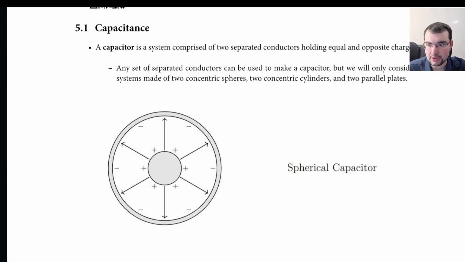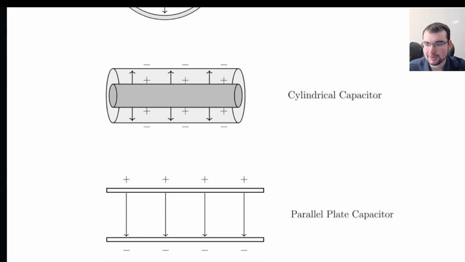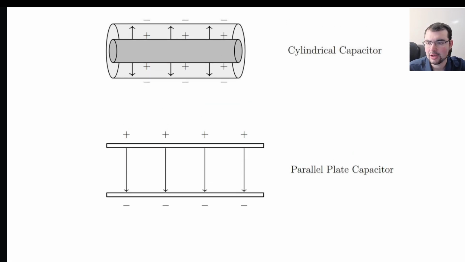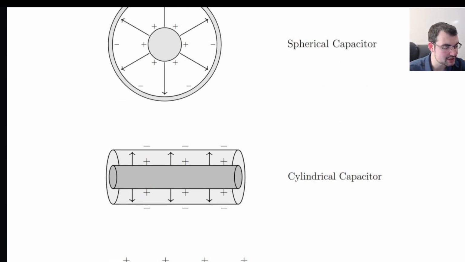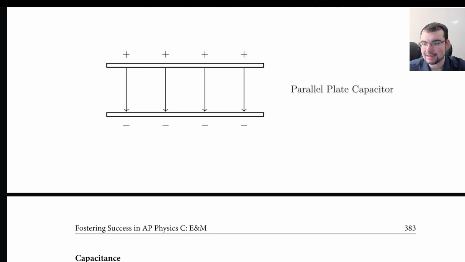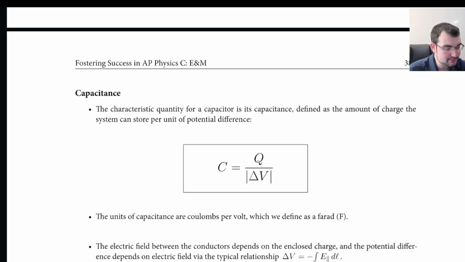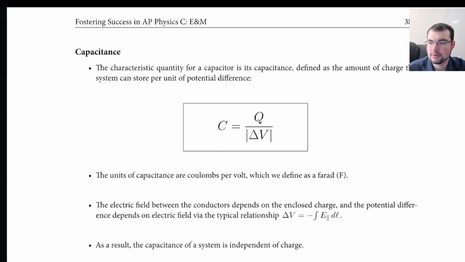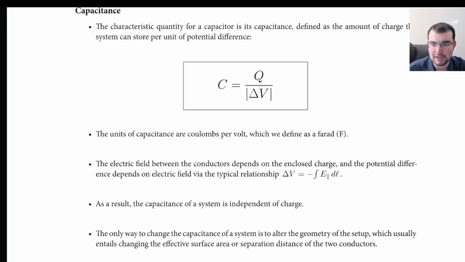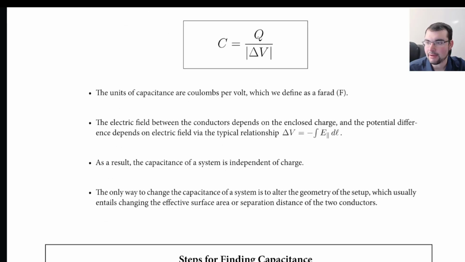We can separate spheres, we can separate cylinders, we can separate plates. This is the main one we'll look at. Or there's even more distributions, but we're just going to cover these three as our main cases of capacitance. So, by definition, capacitance defines how efficient your device is at storing charge for a given potential difference. So, if you have a higher capacitance, that means you can store more charge for a given voltage. And our units of capacitance, if we work it out, are going to be coulombs per volt. And we define that as a farad, like Faraday.